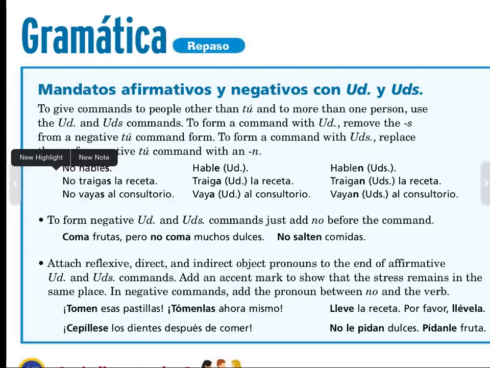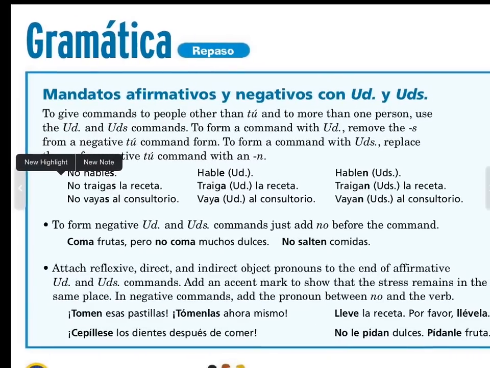Okay, the formal commands, or the mandatos afirmativos con usted and ustedes, that's what makes them formal. Usted is singular and with the person that we don't know, and ustedes is plural if we're talking to more than one person, commanding more than one person to do something. Y'all do this, y'all do that. Okay, the rules on these are actually very similar to the negative tú commands. So with both positive and negative commands for usted and ustedes, you have to do the 3-step process.